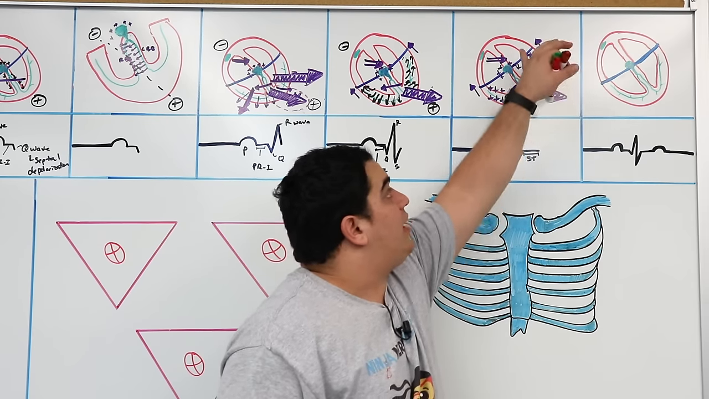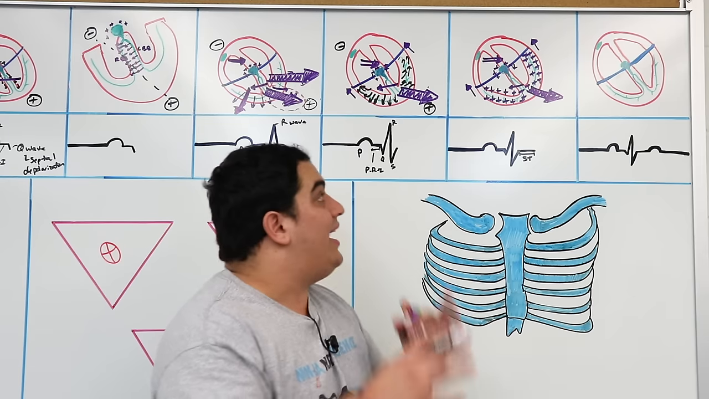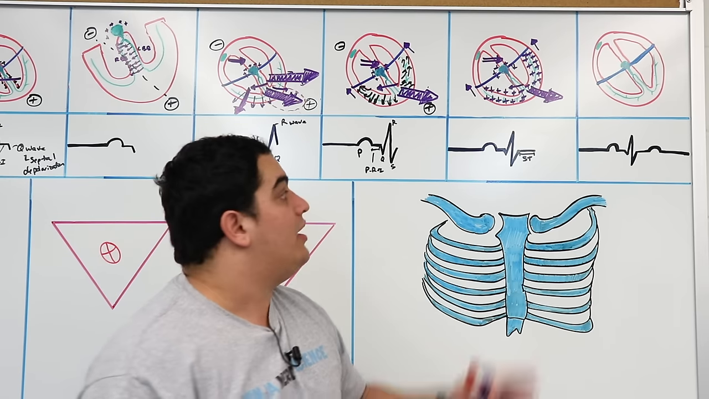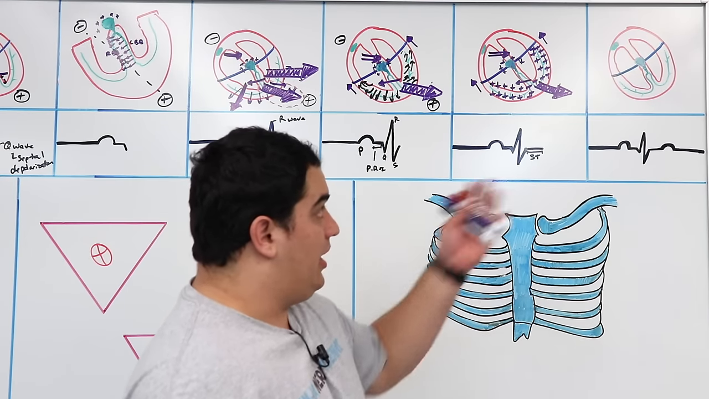The entire ventricular myocardium is depolarized for that instant of time, and it hasn't repolarized just yet. That is the ST segment, okay? We have to go to the last part, which is actually going to be our T wave, right?